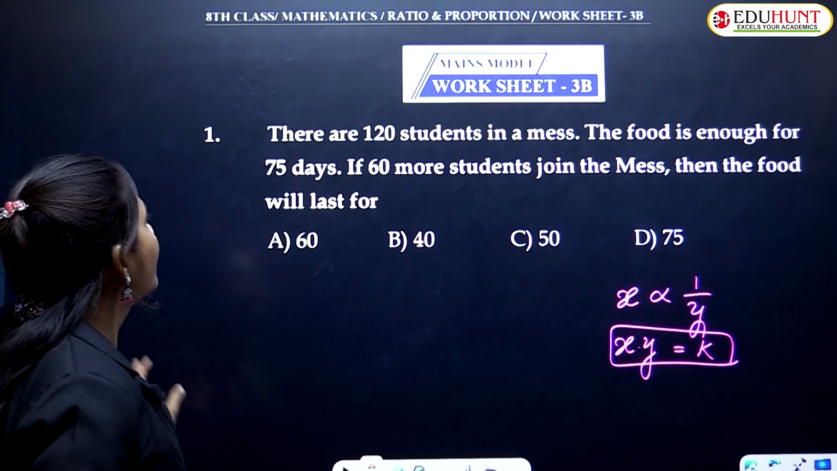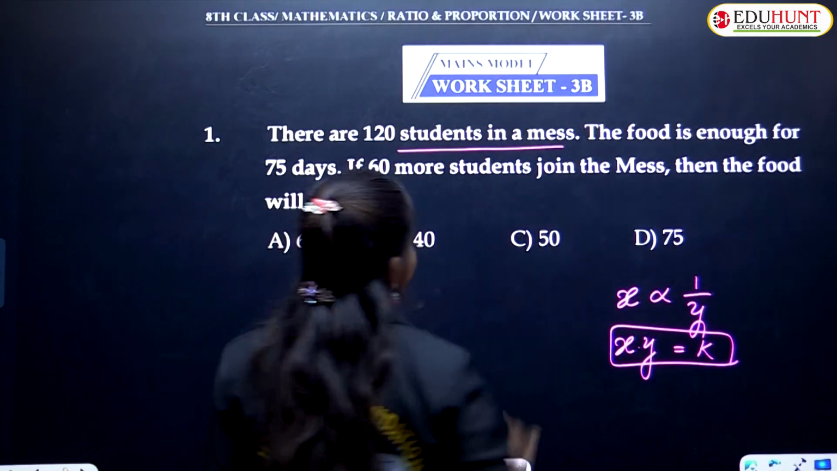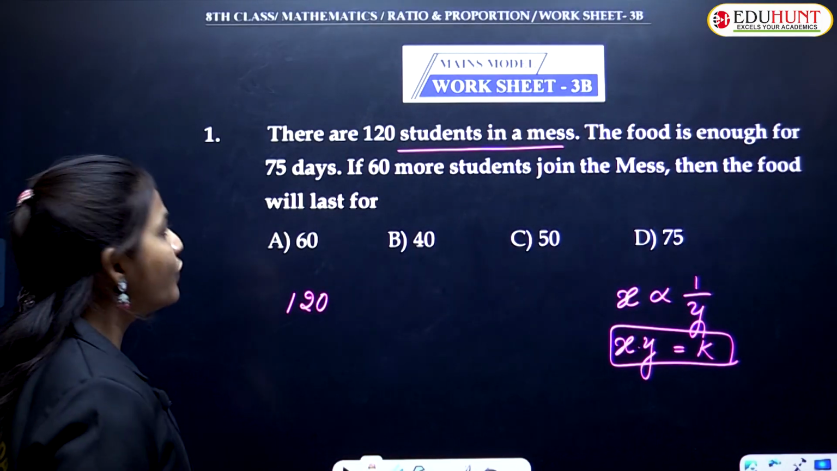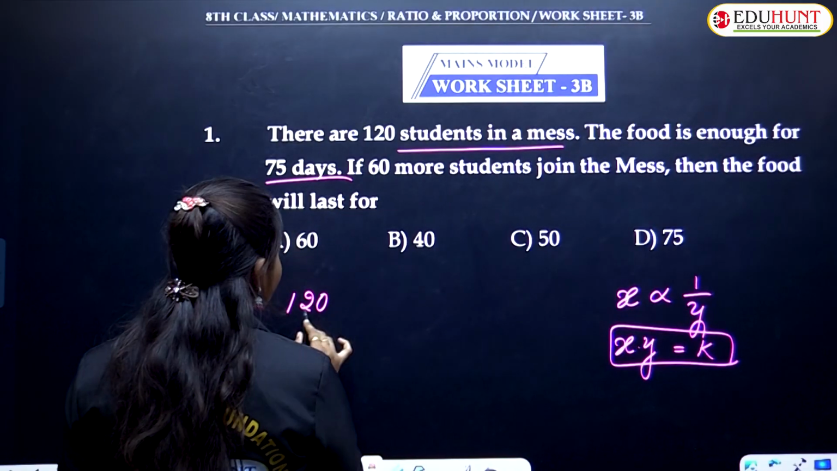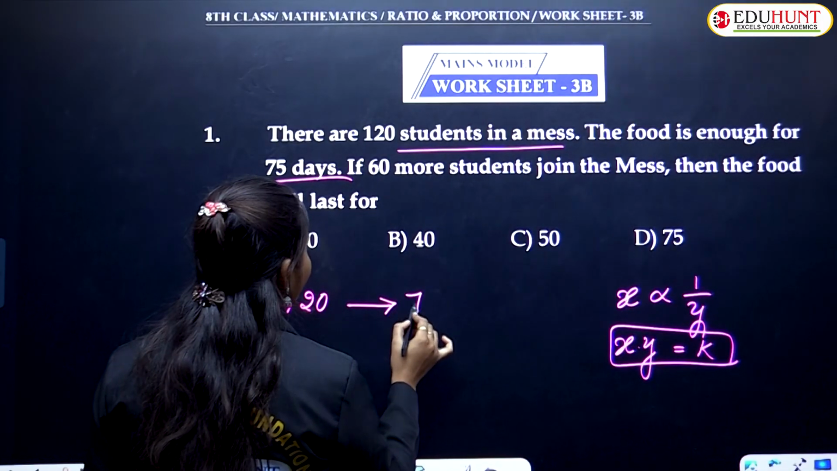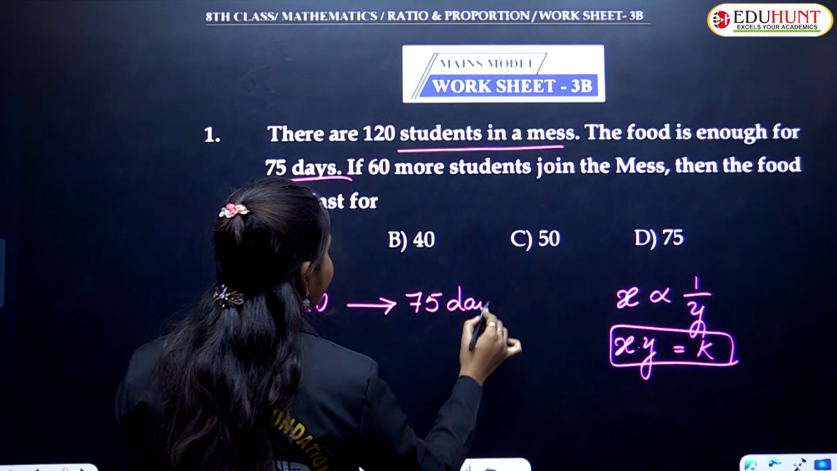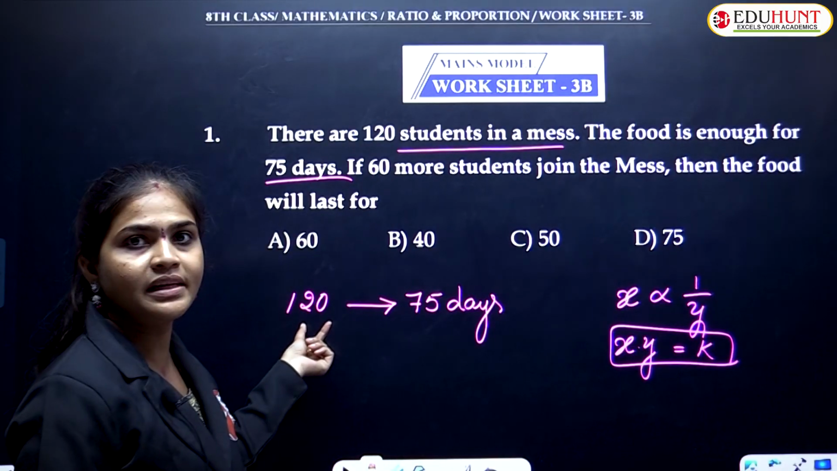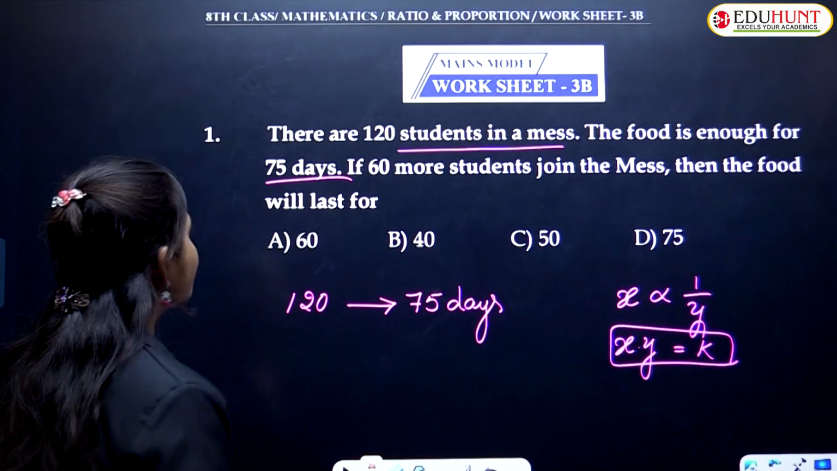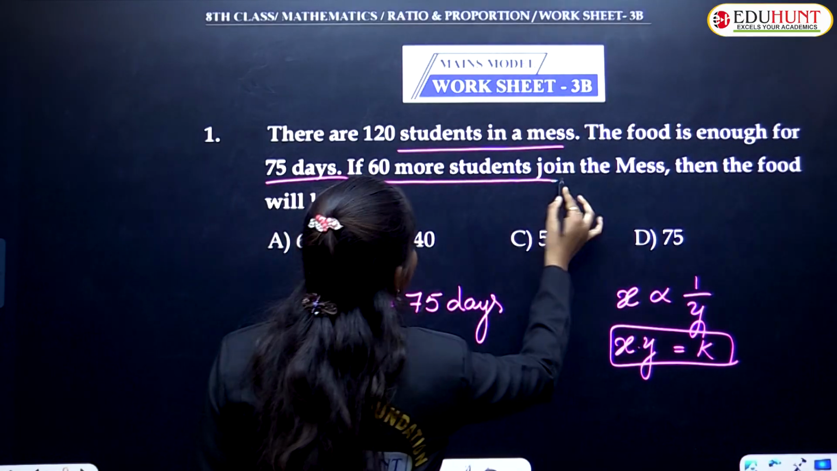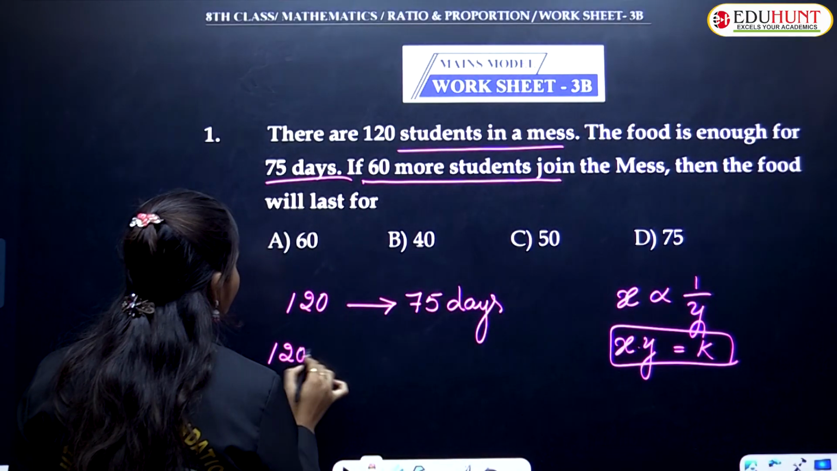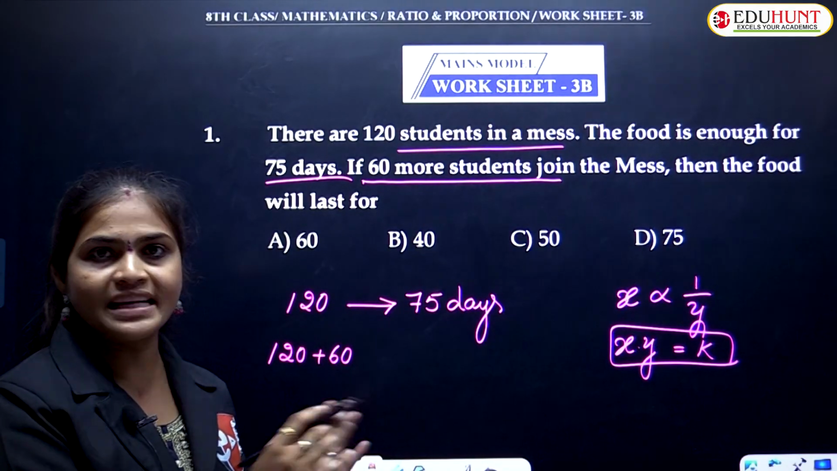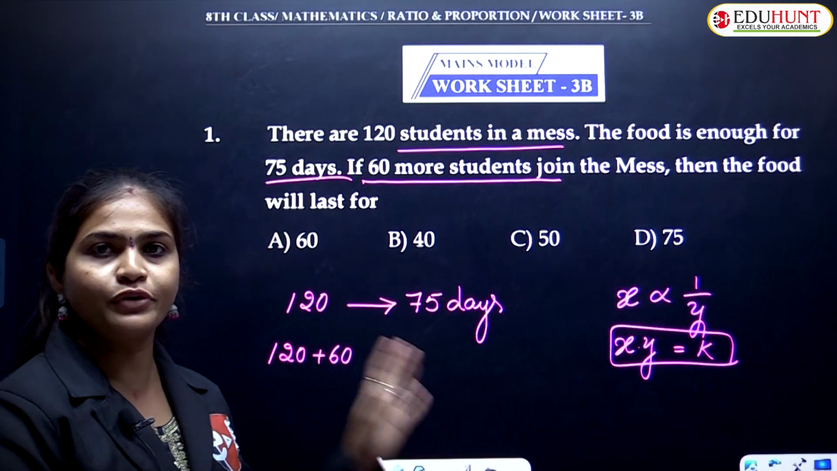Now see here, there are 120 students in a mess. The food is enough for 75 days. So for those 120 students, the food is sufficient for 75 days. If 60 more students join, so 120 plus 60, the amount of food is constant here. The amount of food is constant.